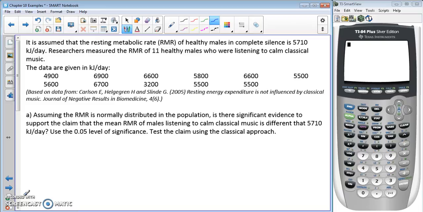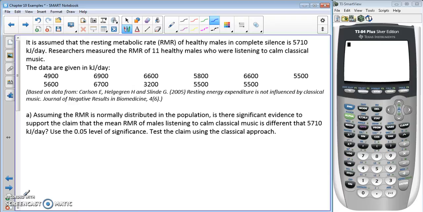It is assumed that the resting metabolic rate, RMR, of healthy males in complete silence is 5,710 kcal per day. Researchers measured the RMR of 11 healthy males who were listening to calm classical music. The data are given in kcal per day. So the data is there below.